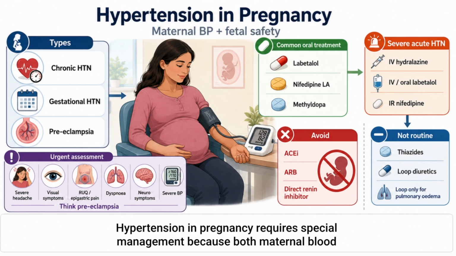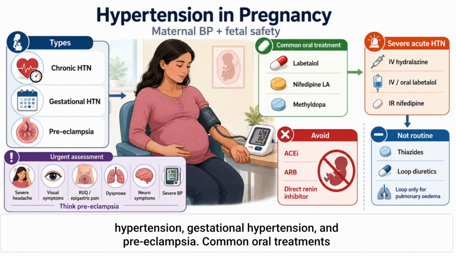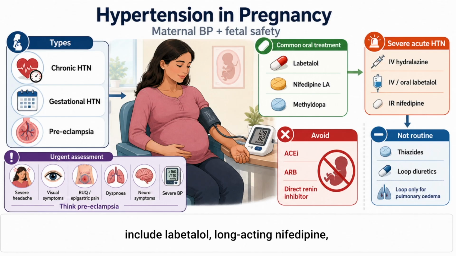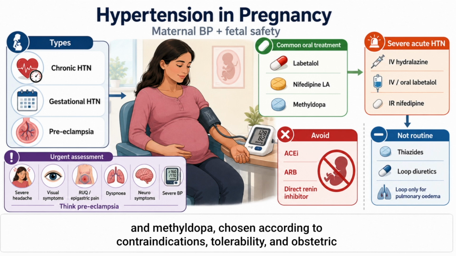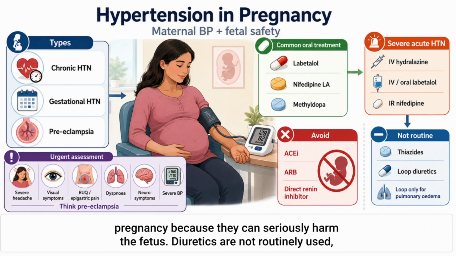Hypertension in pregnancy requires special management because both maternal blood pressure and fetal safety must be considered. The main categories are chronic hypertension, gestational hypertension, and preeclampsia. Common oral treatments include labetalol, long-acting nifedipine, and methyldopa, chosen according to contraindications, tolerability, and obstetric guidance. ACE inhibitors, ARBs, and direct renin inhibitors must be avoided during pregnancy because they can seriously harm the fetus.